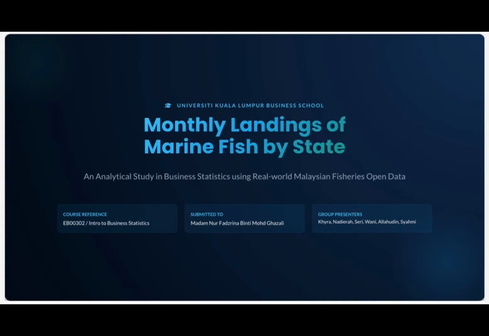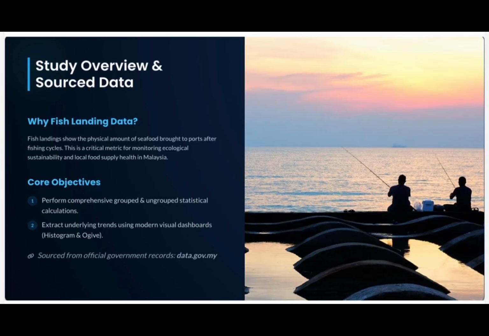For our business statistics assignment, we chose monthly landings of marine fish by state. An analytical study in business statistics using real-world Malaysian fisheries open data. Study overview and the source data.